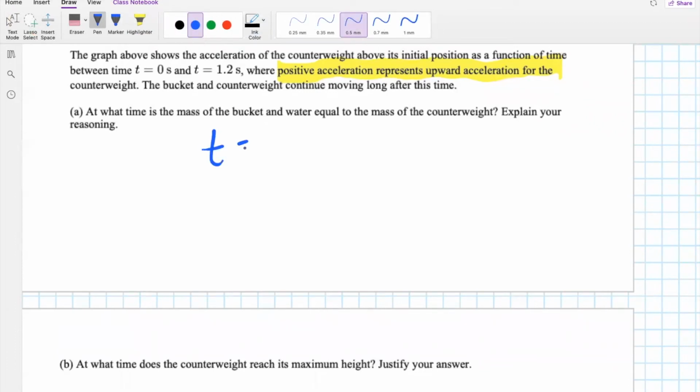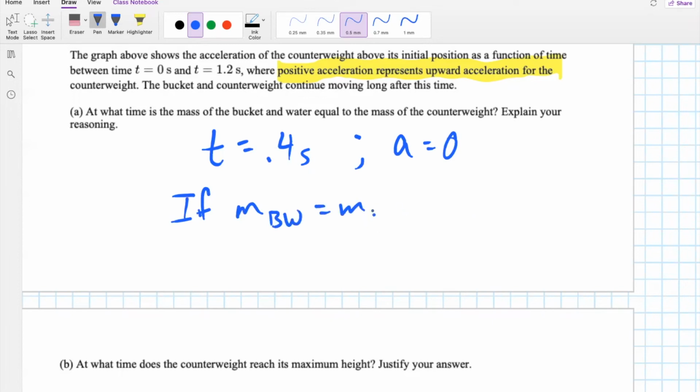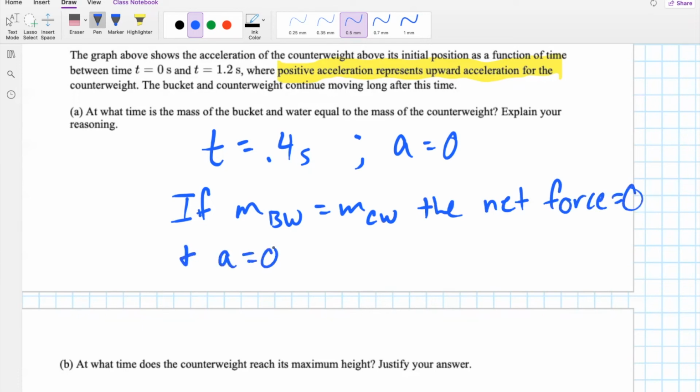So we said that the time was going to be equal to 0.4 seconds because the acceleration is equal to 0. If the mass of the bucket and water equals the mass of the counterweight, the net force is 0, and the acceleration of the system will be equal to 0. And you don't have to put, I think, acceleration of the system, but I'm just being a little more specific.